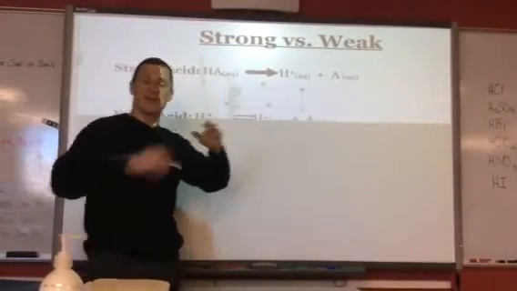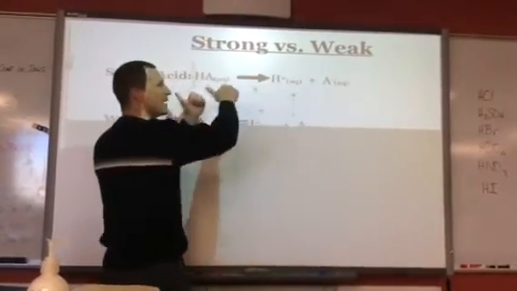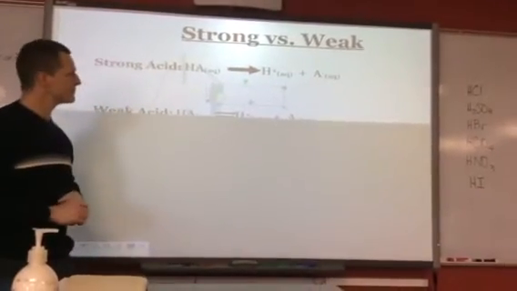Strong acids, they break apart. You get the HA that breaks into these two things. It can't go back that way. So that's why I make the arrow like that.